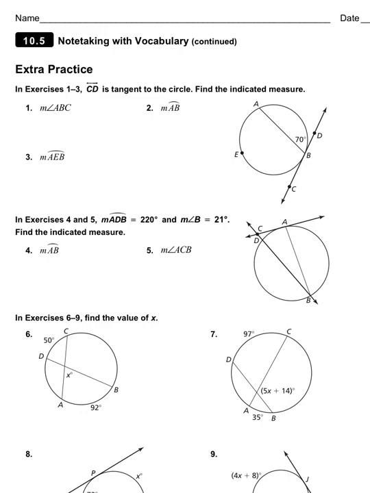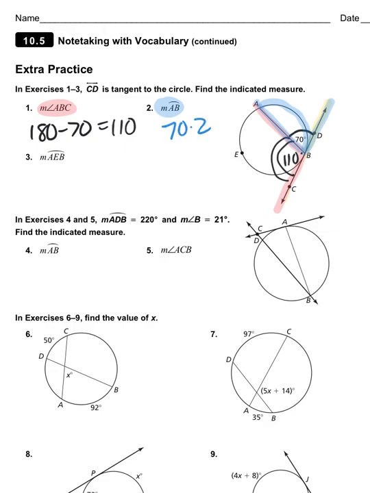So here we see line CD is tangent. Find the measure. So the measure of arc ABC or angle ABC is this one. So we can go 180 minus 70. Right? If this is 70, this part has to be 110 because they make a straight line. And to get arc AB, we can see that 70-degree angle intercepts that. So this will just be 70 times 2, which gives us 140 degrees out here.